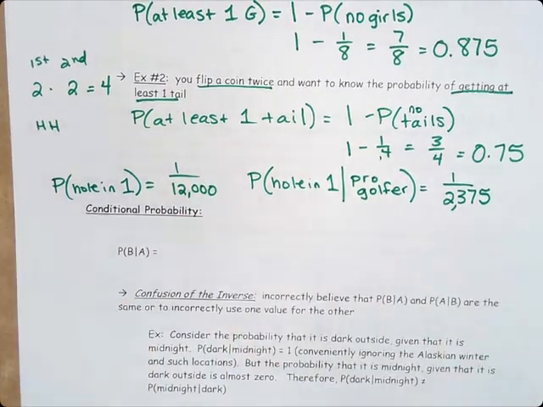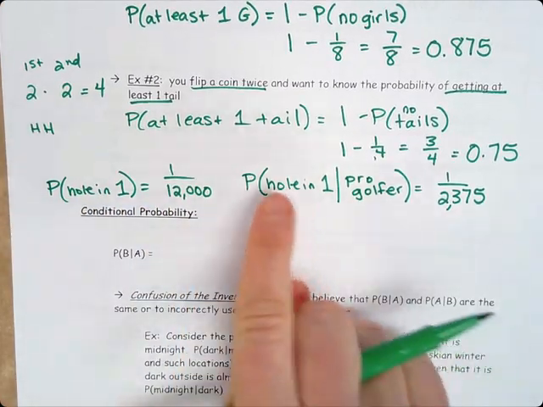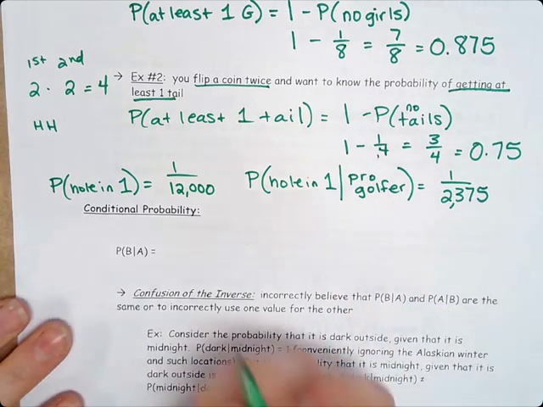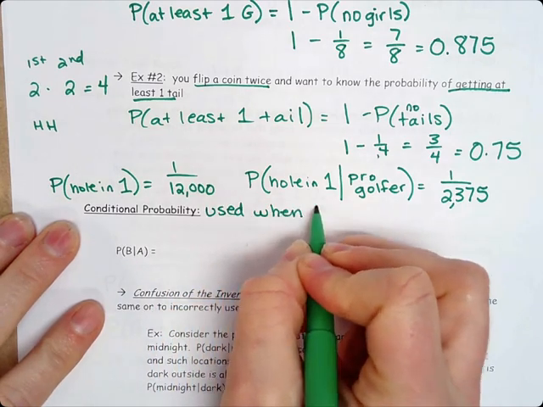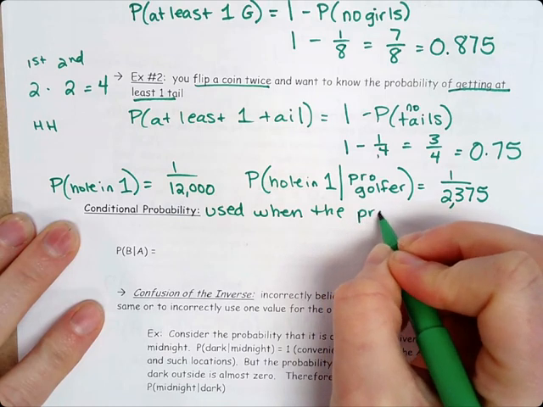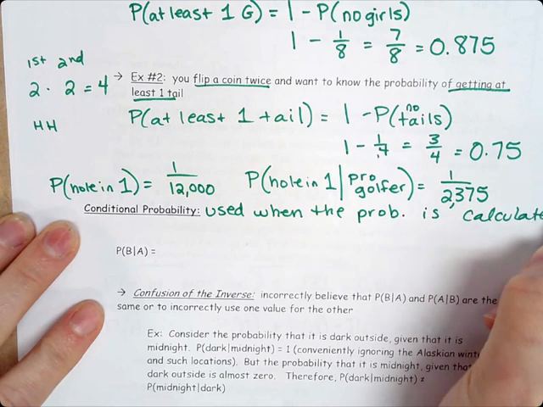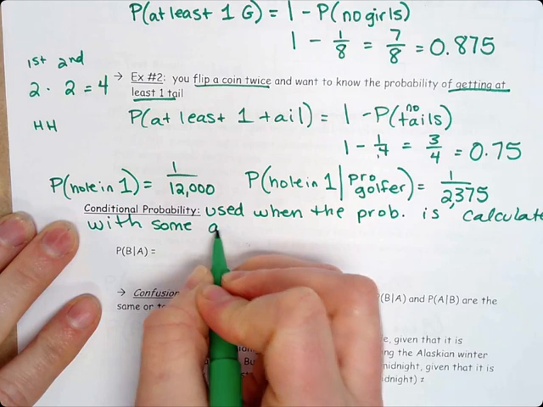So this is called conditional probability. We're given additional information, and that additional information can change the probability. We don't know anything about these people that are doing the hole in one. But with this one, we know that they're all pro golfers. So conditional probability is used when the probability is calculated with some additional knowledge.